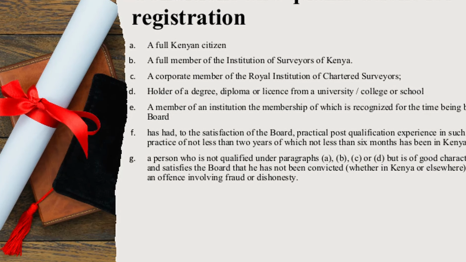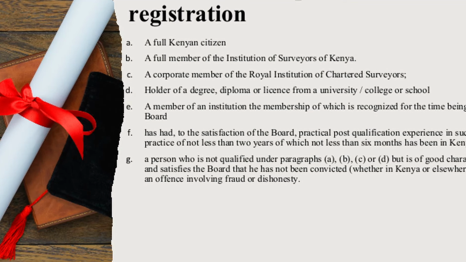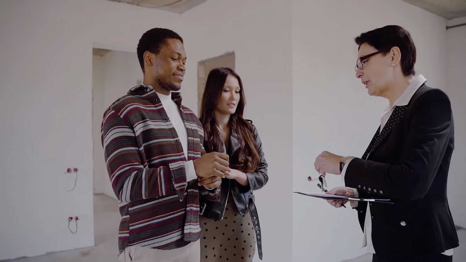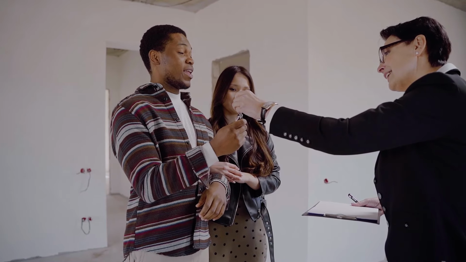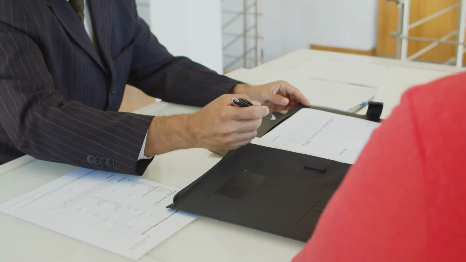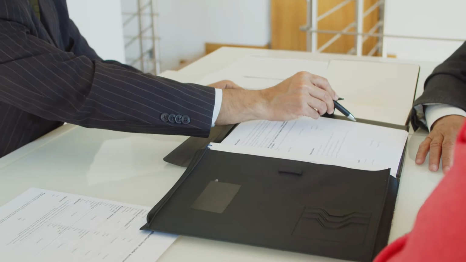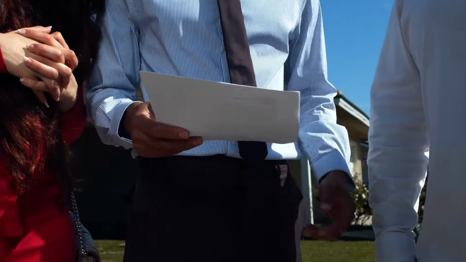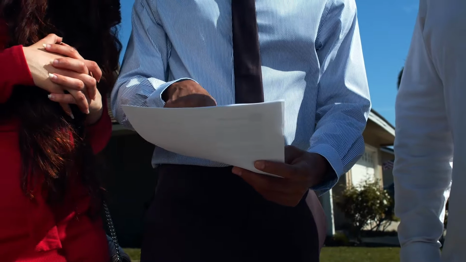Fourthly, if you are a holder of a degree, diploma, or license from a university, college, or school that is recognized by the board at the time of your application. And next, if you have been able to show the board that you have post-qualification experience and practice of not less than 2 years, of which not less than 6 months have been in Kenya. Item number 6 is that you have to show the board that you have been working for not less than 2 years with another registered real estate agent. So you need not just show that you've been working in the real estate industry, you have to show the board that you have been working for 2 years with a registered real estate agent.